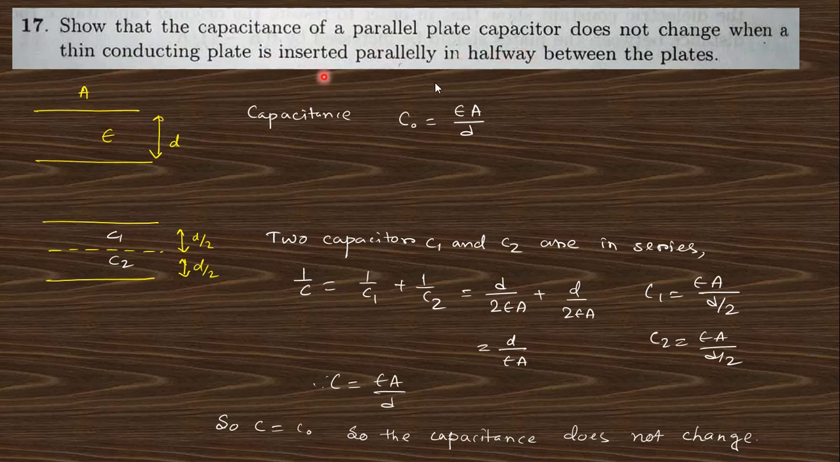The capacitance of a parallel plate capacitor does not change when a thin conducting plate is inserted parallel, halfway between these two plates. Initially, taking any medium epsilon, the capacitance will be epsilon A by d. Now a plate is inserted between these two plates.